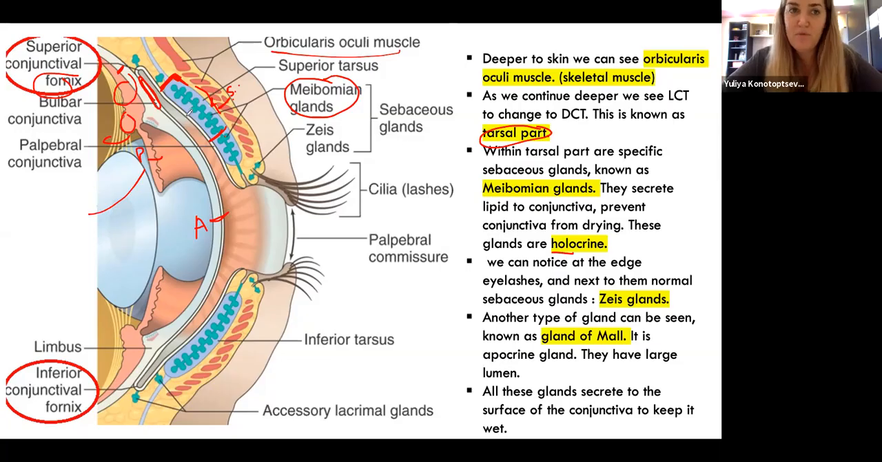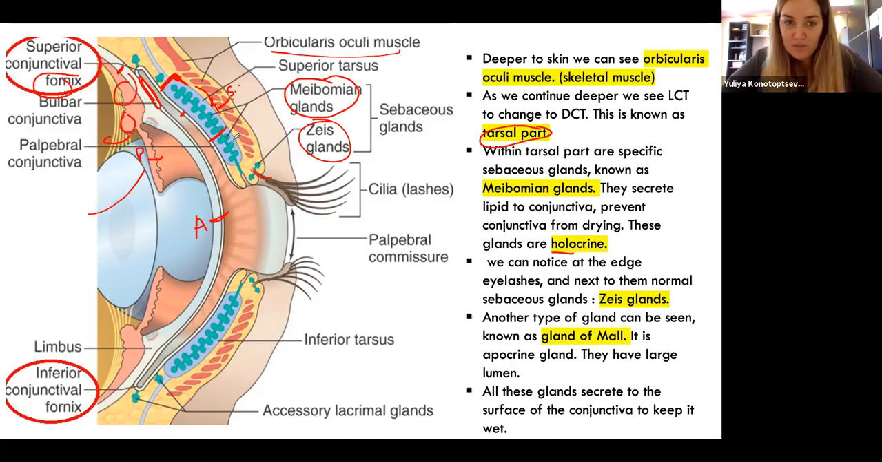Under the meibomian gland, or under the tarsal part, you're going to have palpebral conjunctiva, right? So the conjunctiva, which is reflecting to become the bulbar. There are some additional sebaceous glands present. They're called Zeiss. Zeiss glands are associated with your eyelashes. Okay, so they're right there surrounding your eyelashes.